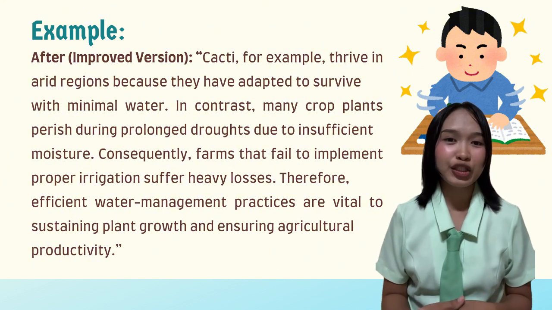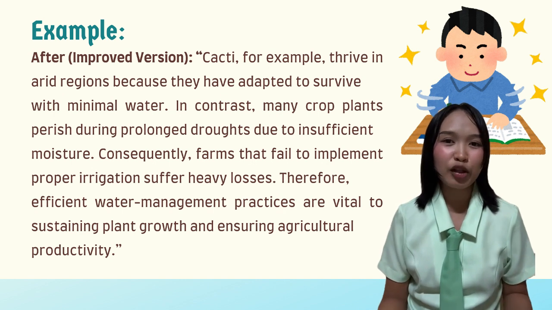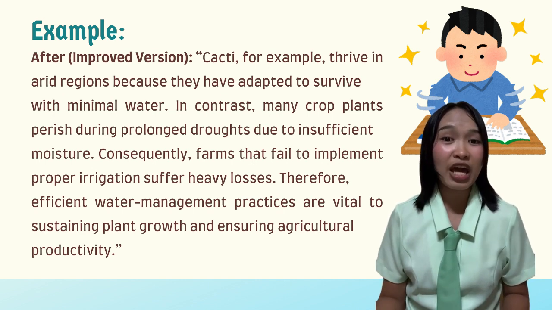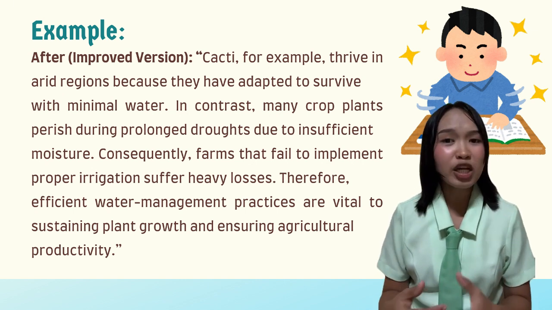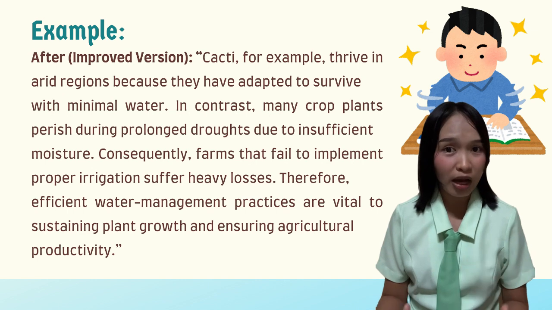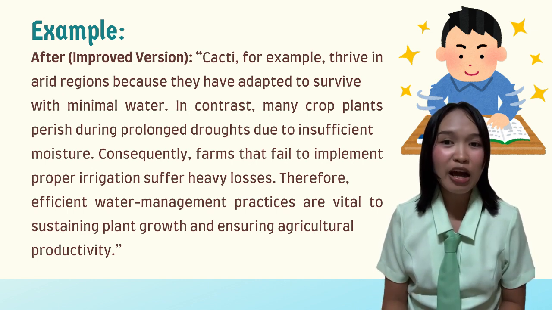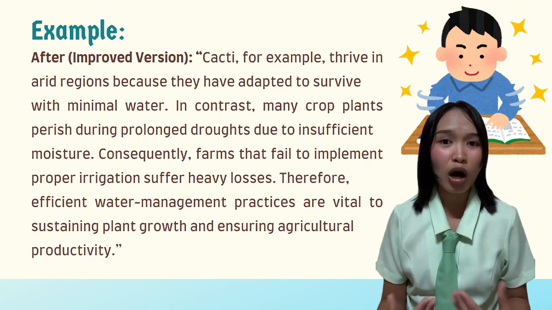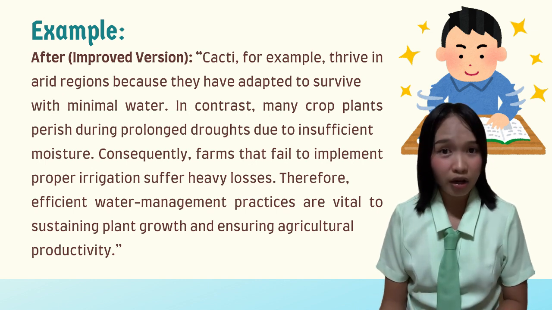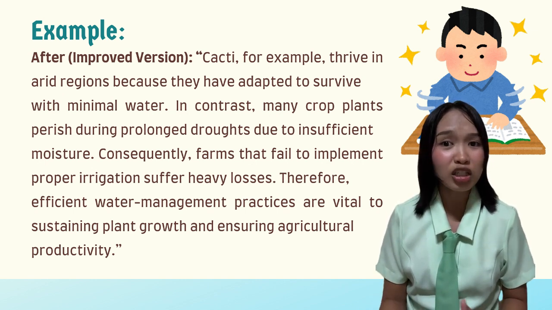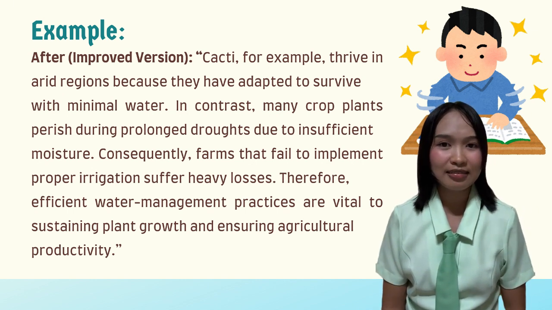Here's the improved version of the sample paragraph. Cacti, for example, thrive in arid regions because they have adapted to survive with minimal water. In contrast, many crop plants perish during prolonged droughts due to insufficient moisture. Consequently, farms that fail to implement proper irrigation suffer heavy losses. Therefore, efficient water management practices are vital to sustaining plant growth and ensuring agricultural productivity.